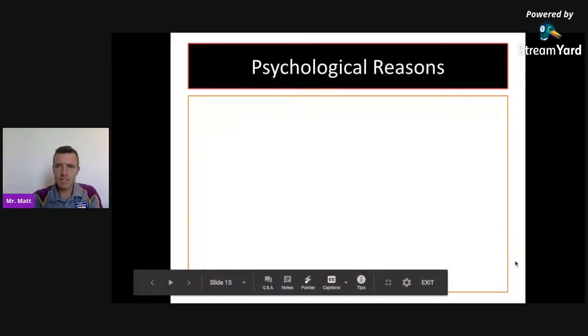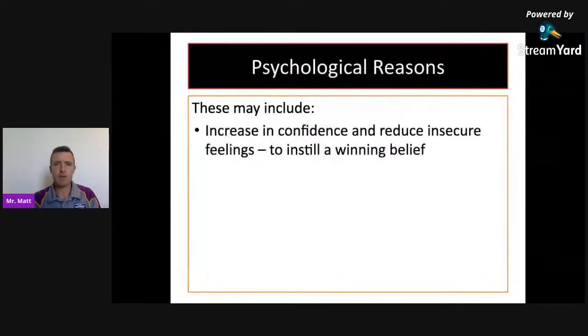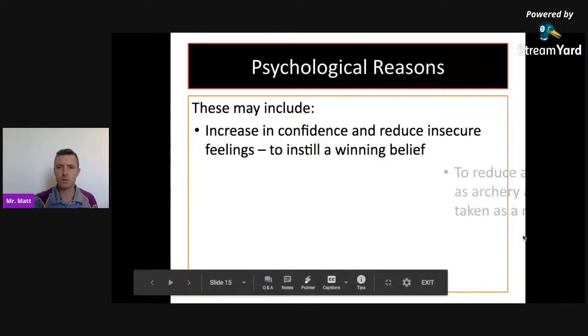Some psychological reasons then for taking particular drugs. We have got increased confidence. So I think that's probably number one. Taking drugs will increase confidence in particular sports, and lead you to believe that you are going to win a particular event or sport.